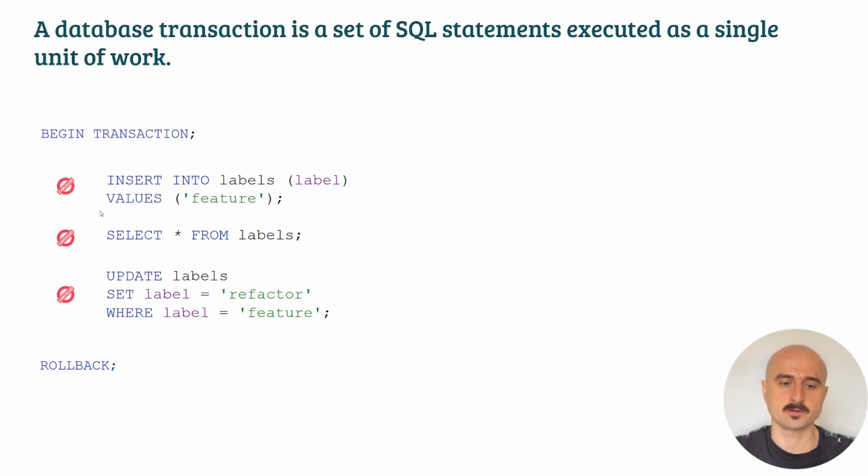For example, here we inserted into labels, right? But because we executed a rollback, now there won't be any row in the labels table with the feature value in it, right? Nor this update. So every side effect that we caused by executing the SQL statements in our transaction is now gone.